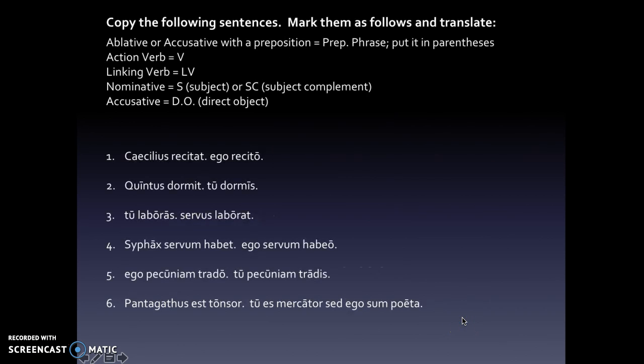All right. Go ahead and copy down these 6 sentences. If you're looking at an ablative or accusative with a preposition, mark it as a prep phrase by putting it in parentheses. If it's an action verb, mark it with a V. If it's a linking verb, mark it as an LV. If it's nominative, mark it as a subject or possibly a subject complement, but only if it's going with a linking verb. If it's accusative and there's no preposition next to it, mark it as a direct object.